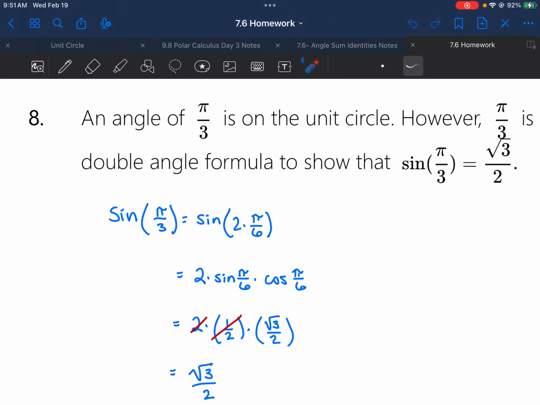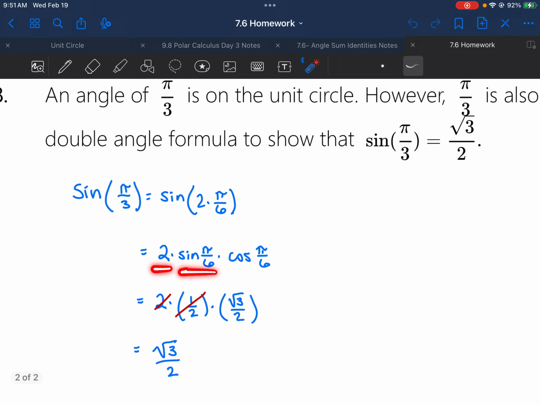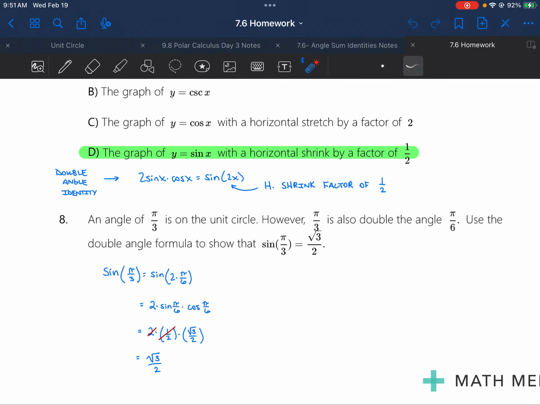Now you follow the double angle formula. Sine of 2 times an angle, so pi over 6 would count as our alpha, would be 2 times sine of alpha times cosine of alpha. Sine of pi over 6 is 1/2. That's going to cancel with the 2. 2 times 1/2 is 1. And all we're left with is the root 3 over 2. And then we've shown what they want us to show.